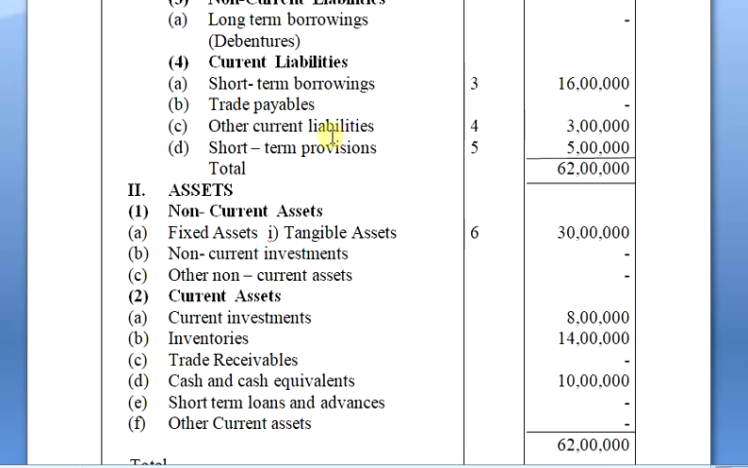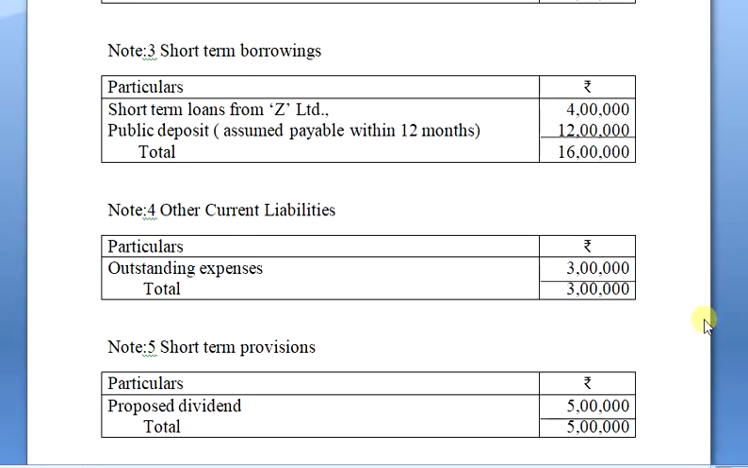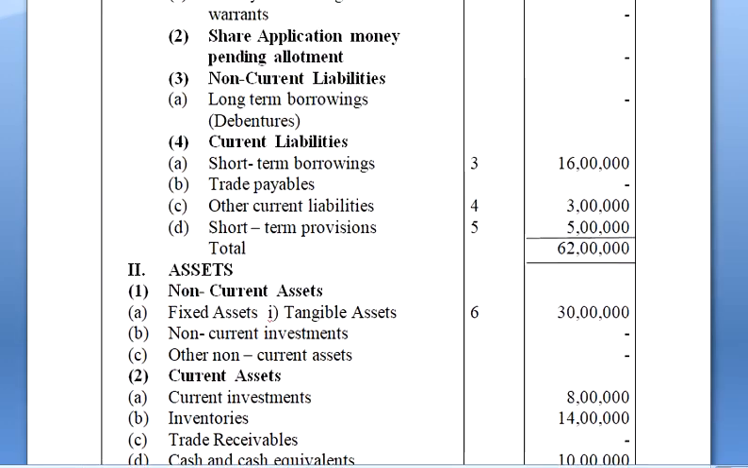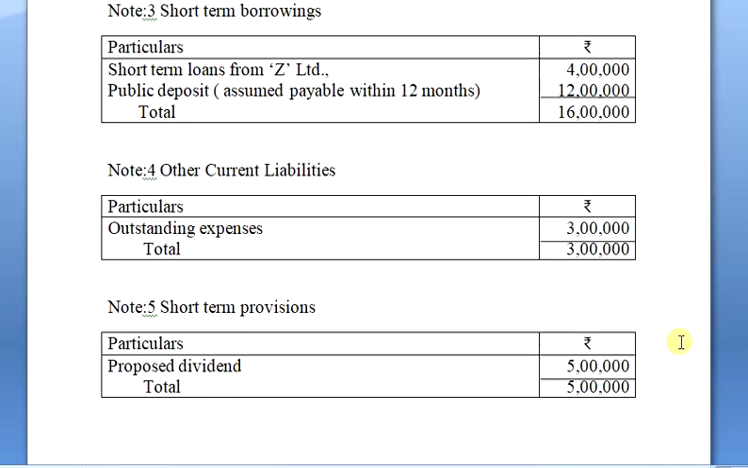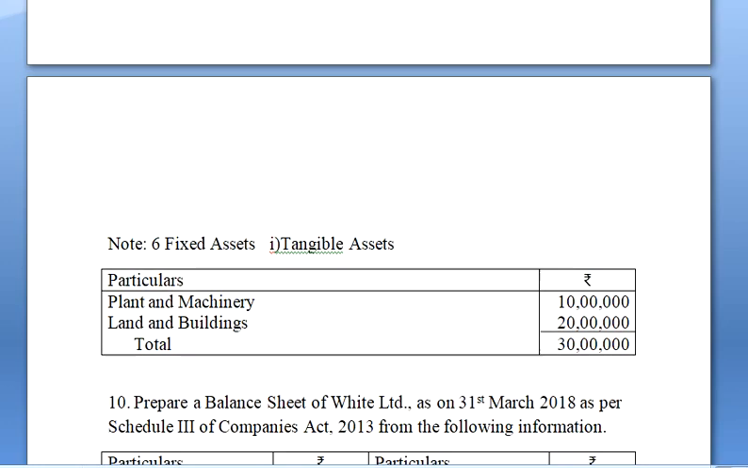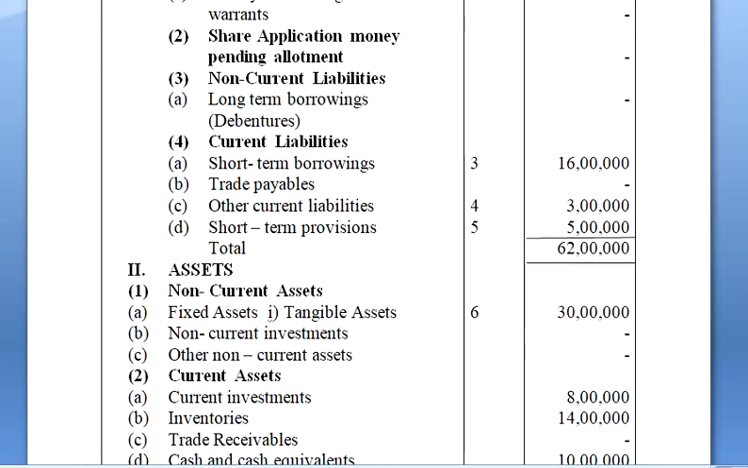Trade payables is nil. Other current liabilities 4, that is rupees 3 lakhs we have considered. Other current liabilities, you can see here, only one thing is there, outstanding expenses 3 lakhs. So total it becomes how much here? 3 lakhs. This is other current liabilities. So again we have one more thing, that is short term provisions. Note number 5, rupees 5 lakhs is given. We know that short term provisions means provision for taxation. It may be the proposed dividend. Yes, here note number 5, short term provisions, proposed dividend. How much is there? 5 lakhs. So total it becomes how much here? 5 lakhs.